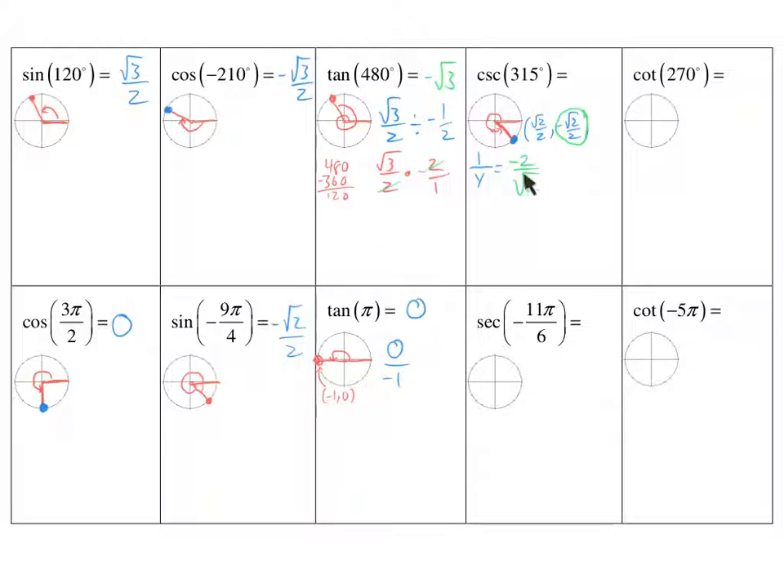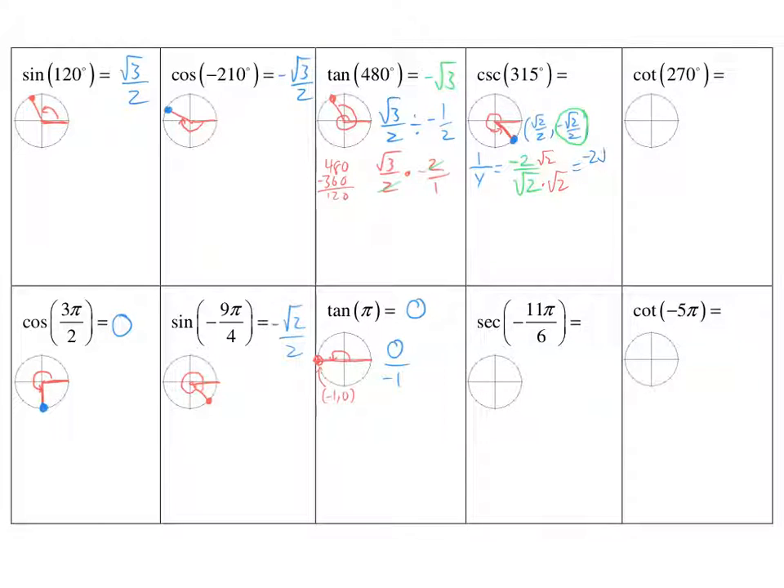Now, this right here is not the final answer because it's common not to have square roots in the denominator. So I want to get rid of that square root in the denominator. So what I have to do is multiply top and bottom by the square root of 2 to get the square root of 2 out of the bottom. And here's what happens when you do that.